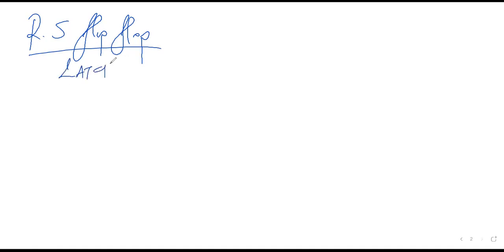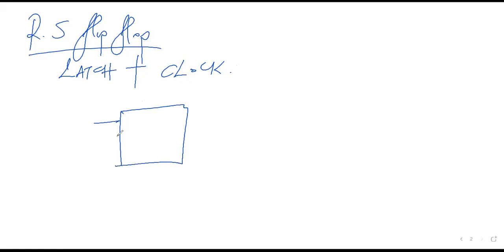For the RS flip-flop, in simple terms, this is a latch with the additional functionality of a clock. Latch plus clock. So a flip-flop is a latch with additional functionality of a clock. Now in the block diagram, we have something like this. Our latch had two inputs, S and R, and two outputs, Q and Q bar. This is the latch.